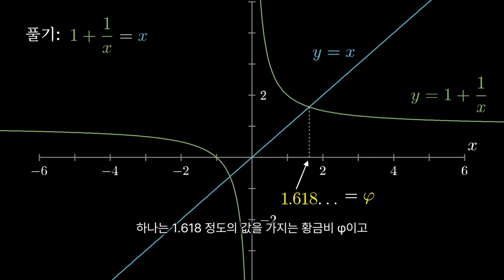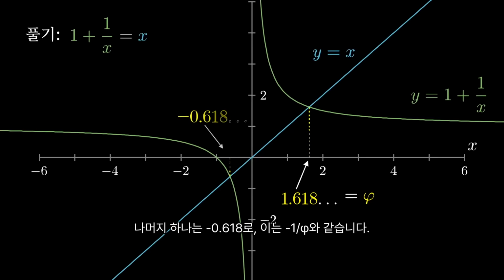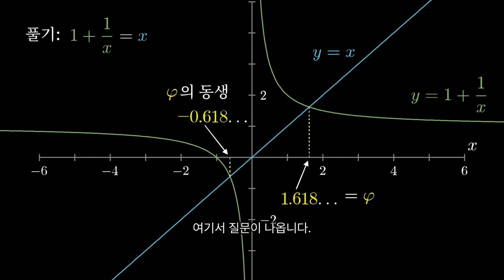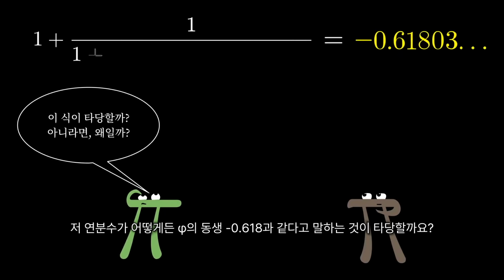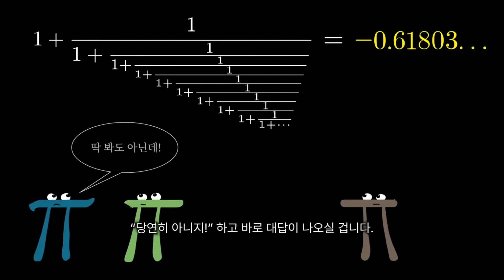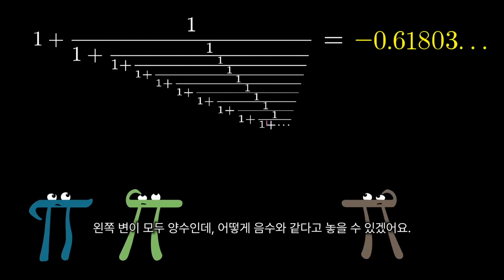One is the golden ratio, phi, around 1.618, and the other is -0.618, which happens to be -1 divided by phi. I like to call this other number phi's little brother, since just about any property that phi has, this number also has. And this raises the question, would it be valid to say that that infinite fraction that we saw is somehow also equal to phi's little brother, -0.618? Maybe you initially say, obviously not. Everything on the left-hand side is positive, so how could it possibly equal a negative number?